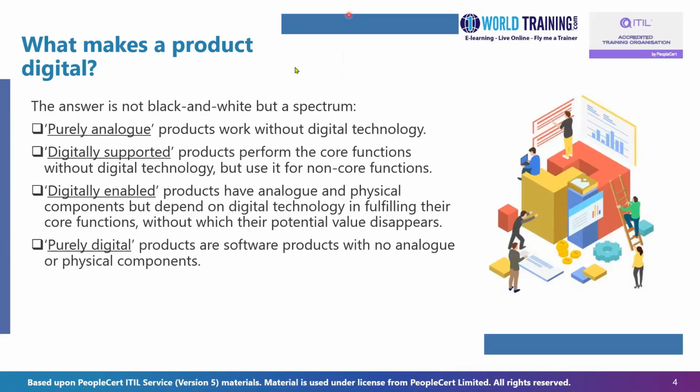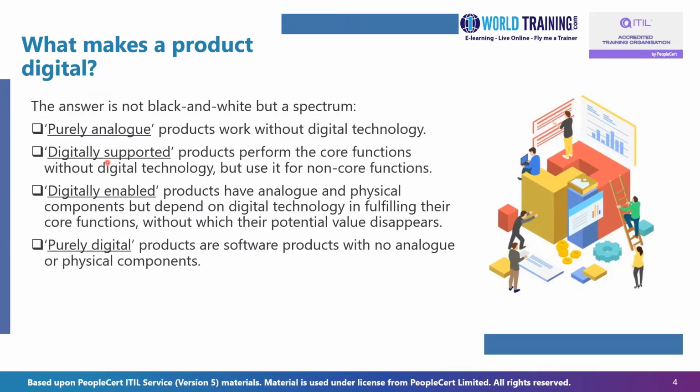So what makes a product digital? It is not a black and white situation, but a spectrum. On one hand, we have purely analog products, which do not need or do not work using digital technology at all. Then we have digitally supported, wherein the core functions do not use digital tech, but non-core functions use digital tech. We will see some examples coming up on the next slide.